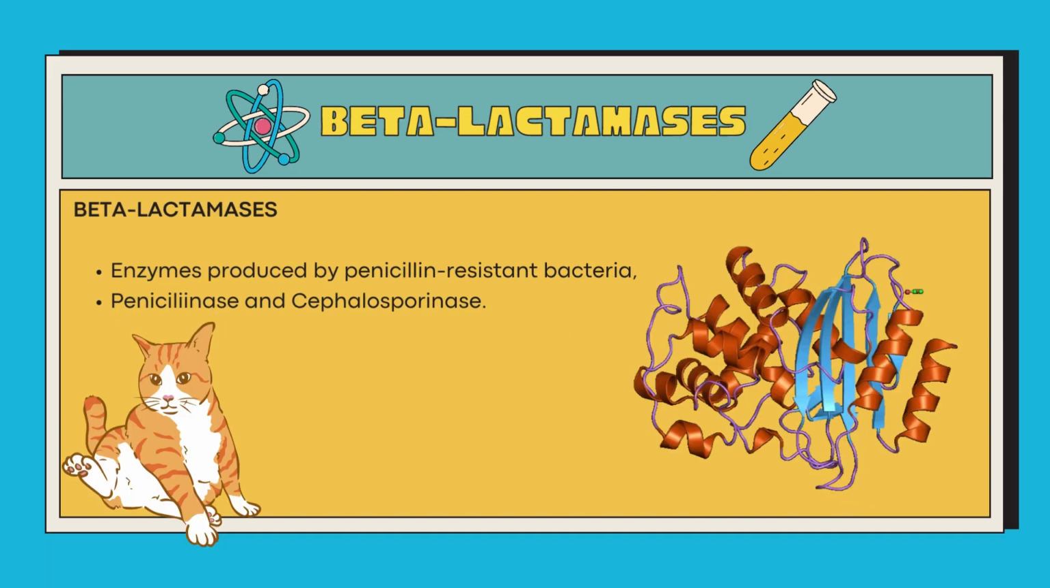Next, we move on to the beta-lactamases. Beta-lactamases are enzymes produced by penicillin-resistant bacteria, which break the antibiotic into inactive penicilloic acid. They are named beta-lactamases as they act by splitting the beta-lactam ring present in beta-lactam antibiotics, penicillins and cephalosporins. The enzymes are of two types, the penicillinase and the cephalosporinase.